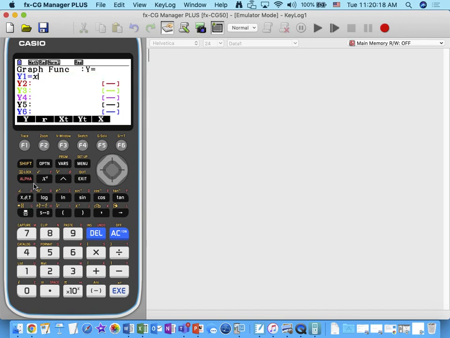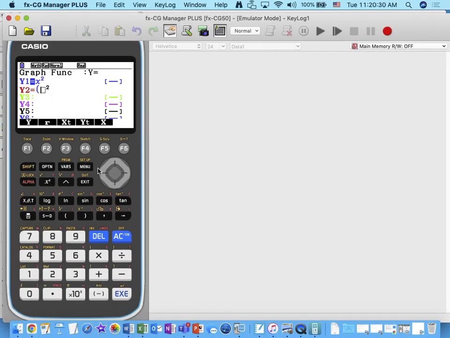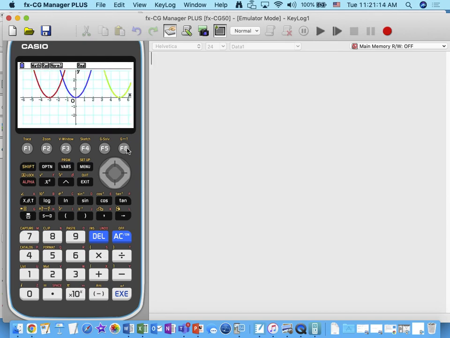So I'm going to enter x squared. Enter. And then in brackets, what was it? I keep forgetting. X plus 3 squared. Whoops, nope, delete. X plus 3 squared. And then the next one is (x minus 5) squared. Then hit F6 for draw. The nice thing with Casios is that it tends to set the window for you. And there you go.